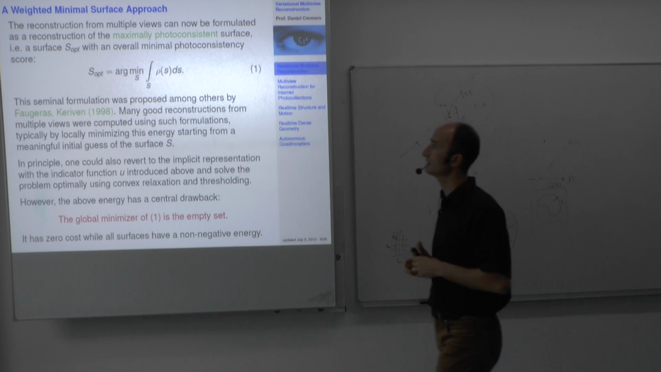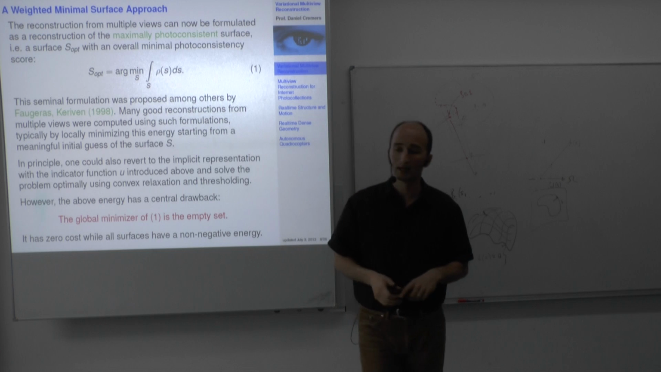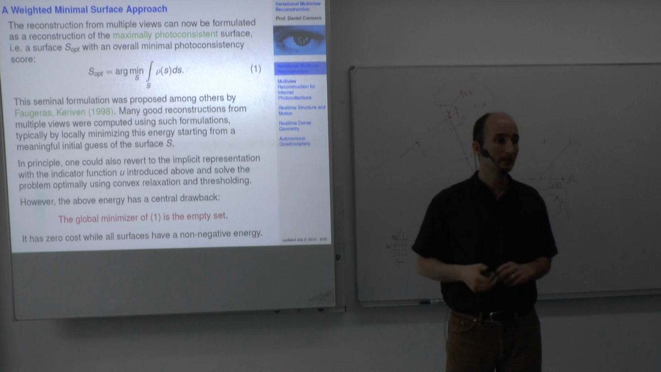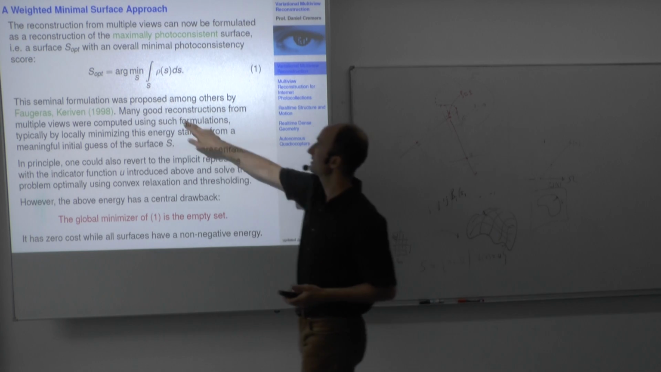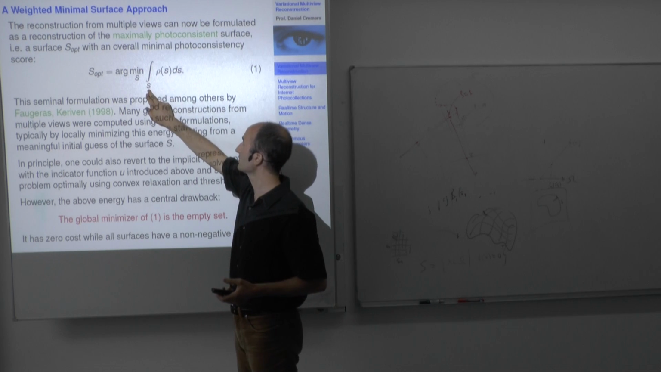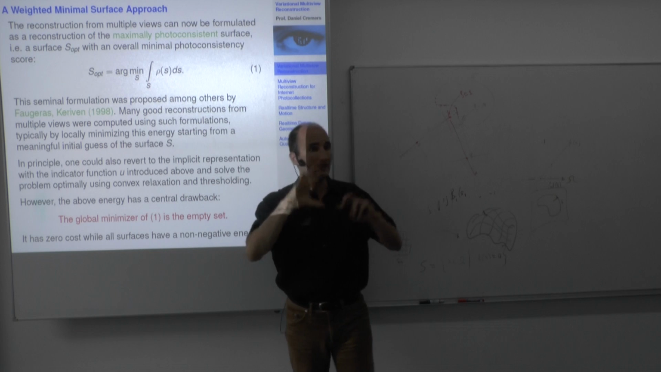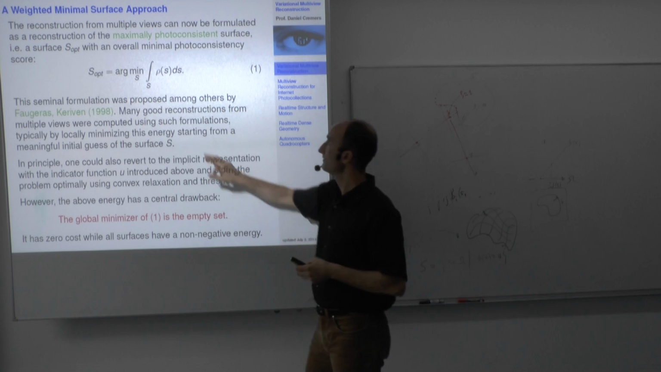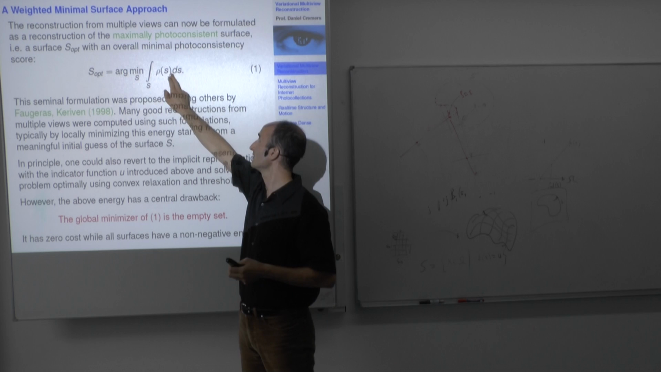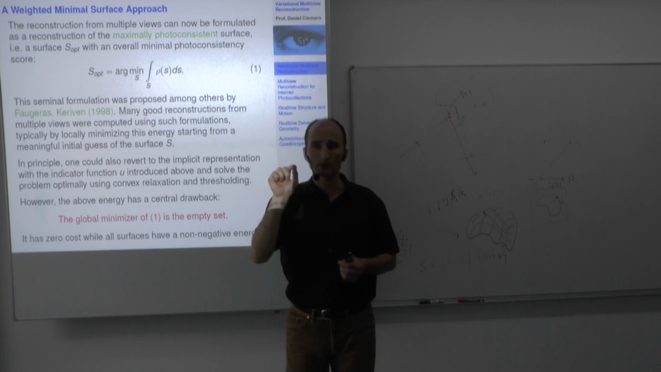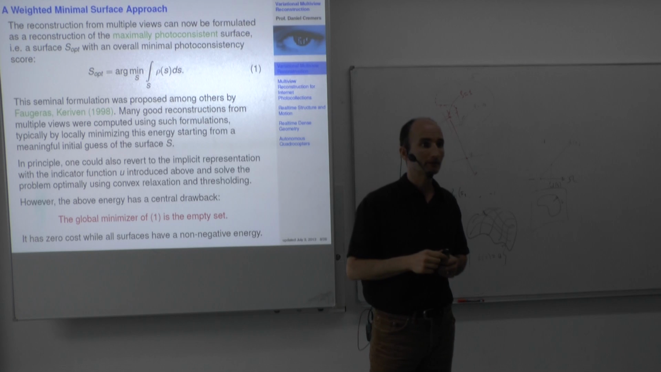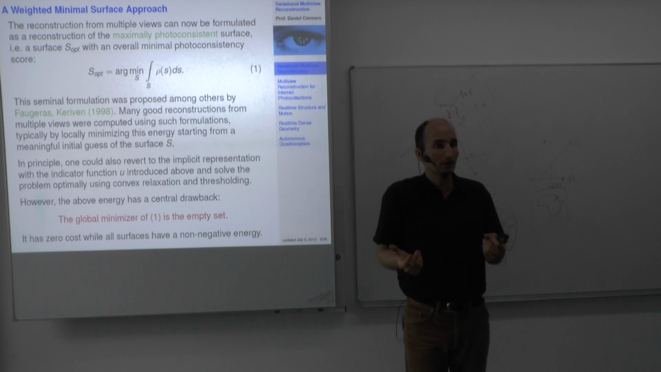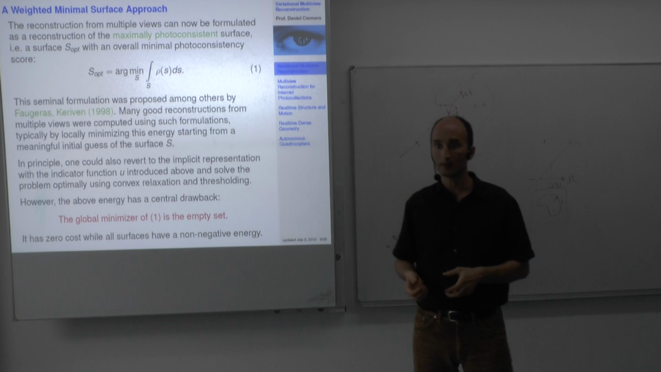This is a formulation that was proposed by Faugeras and Keriven in '98. It's been used by many others. Mathematically, this is called a weighted minimal surface. If you just integrate all surface elements over the surface, without the rho here, you get the surface area. It's a sum over all points on the surface that gives you the area. If I weight this sum for each element on the surface with the photoconsistency, it's a weighted minimal surface. Very much like a weighted shortest path. It's a generalization of weighted shortest paths to 2D, to surfaces.